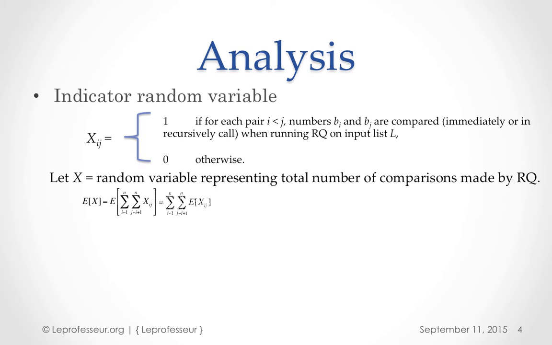Next, we can move E inside the summation sign. We can write it that way. And then what is E of Xij? What is the expected value of this random variable Xij? It is simply x into probability of Xij.